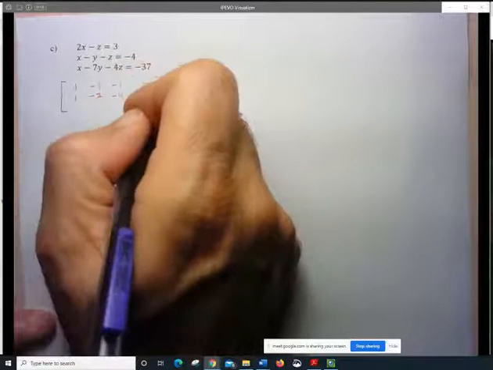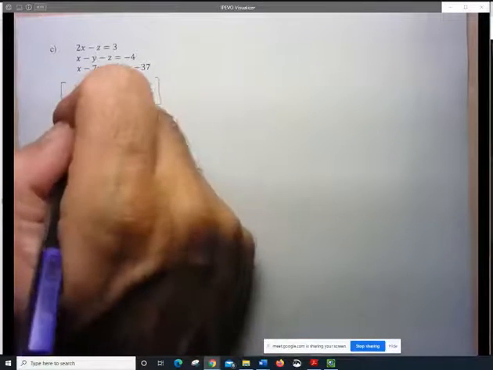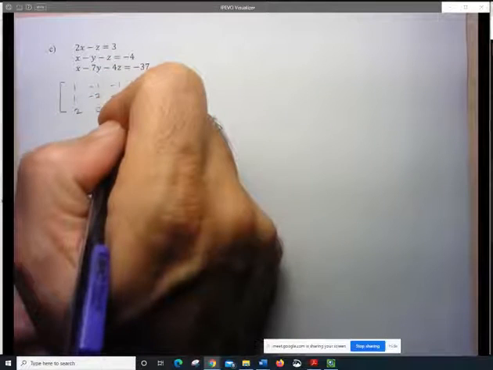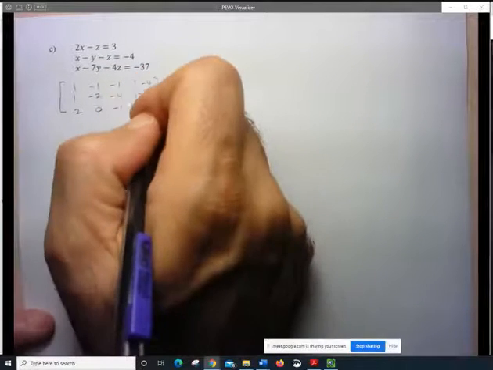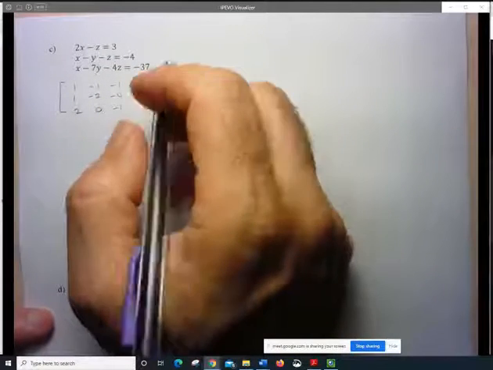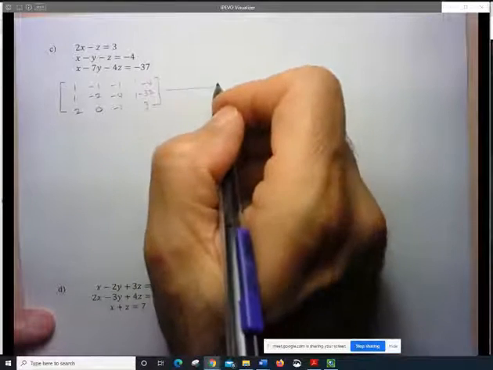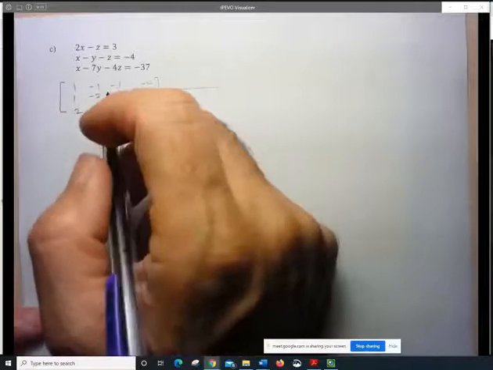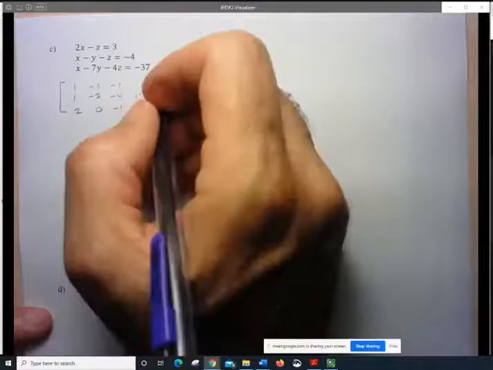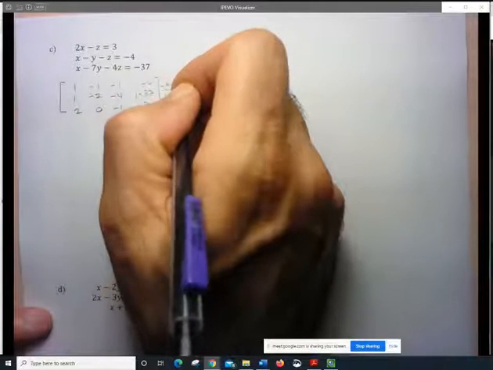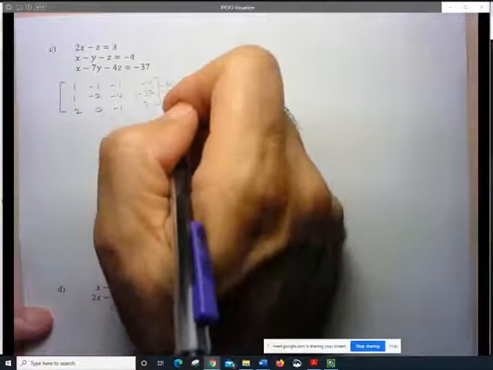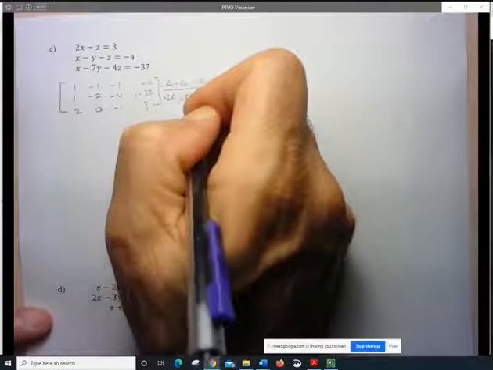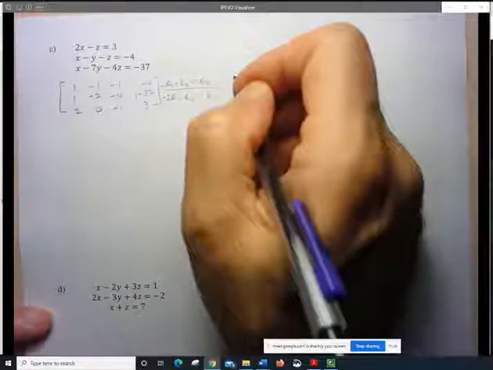Doesn't matter which one comes next. -7, -4, -37. And then here we have 2, 0, -1, 3. Okay. And so now I just go along. So try to do this and stay a step ahead of me if you can. Okay. So negative R1 plus R2 goes into R2. -2 R1 plus R3 goes into R3.